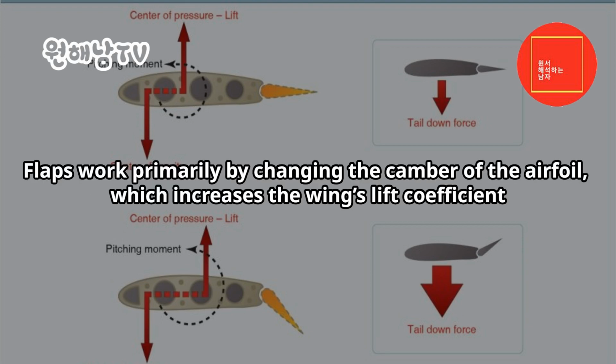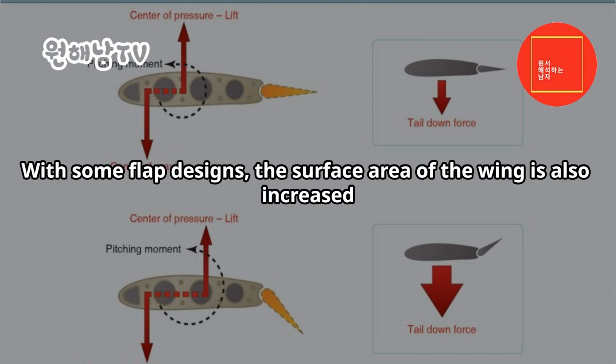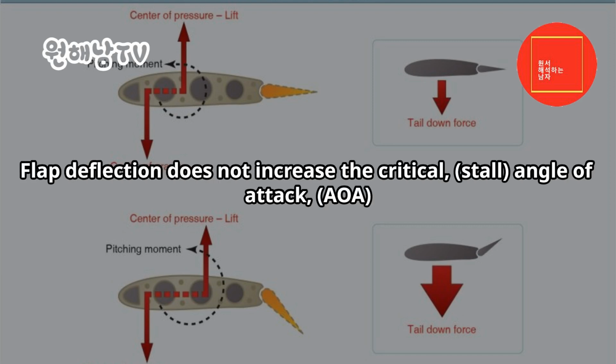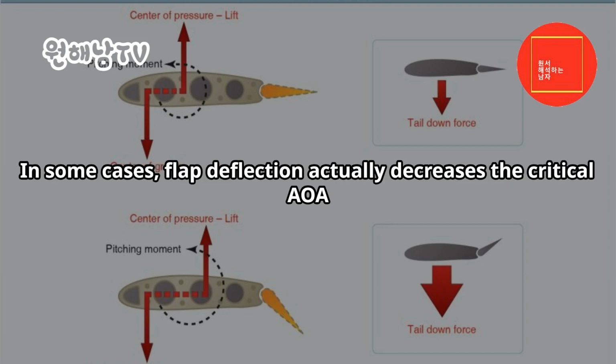Function of flaps. Flaps work primarily by changing the camber of the airfoil, which increases the wing's lift coefficient. With some flap designs, the surface area of the wing is also increased. Flap deflection does not increase the critical stall angle of attack, AOA. In some cases, flap deflection actually decreases the critical AOA.